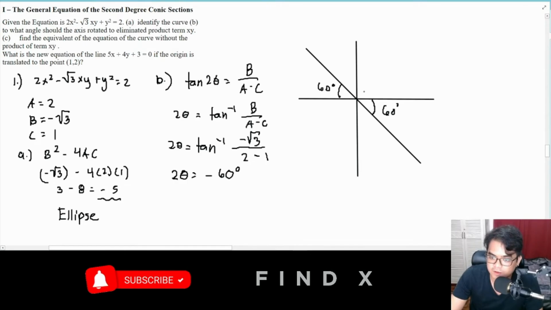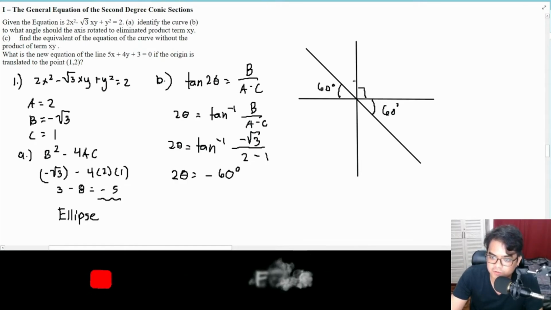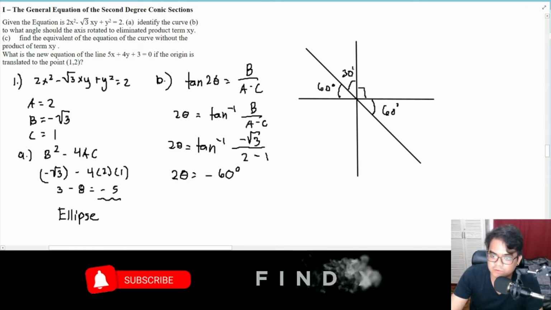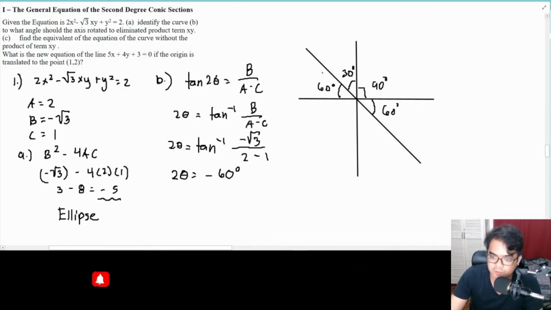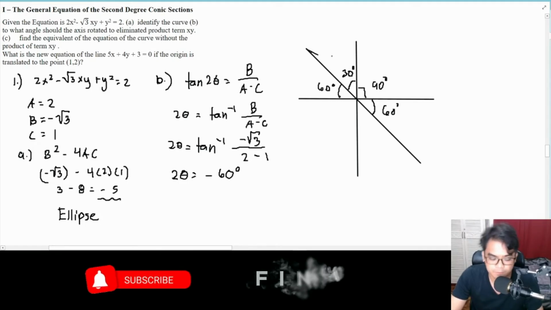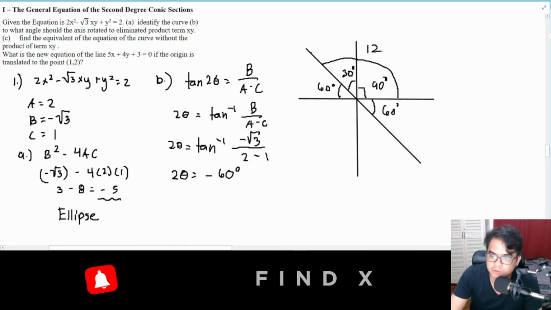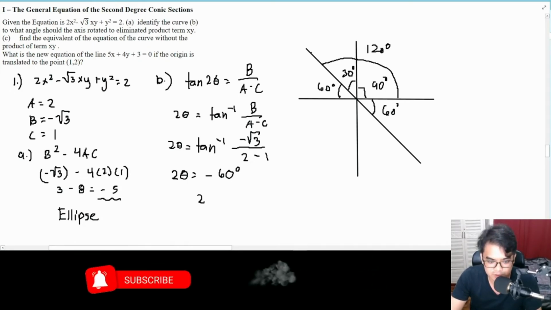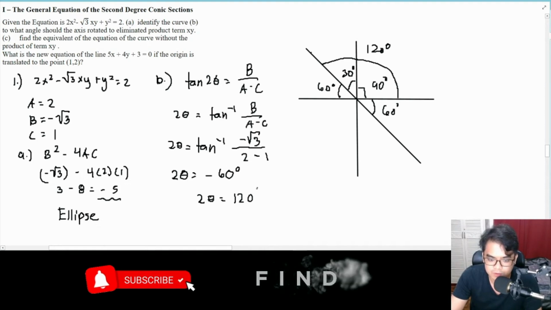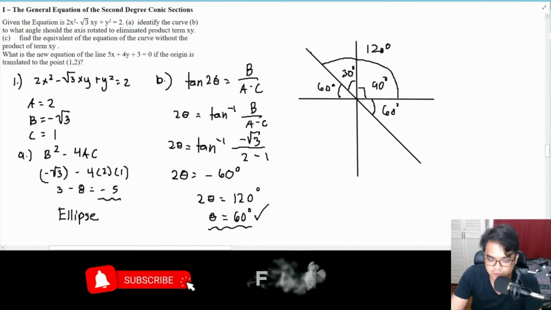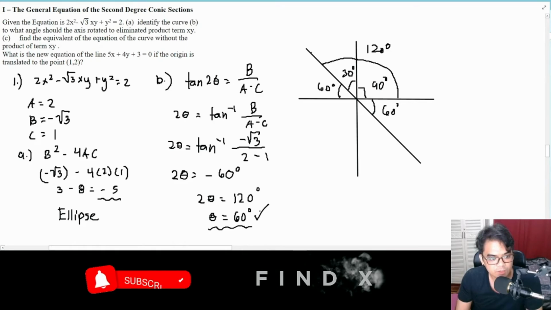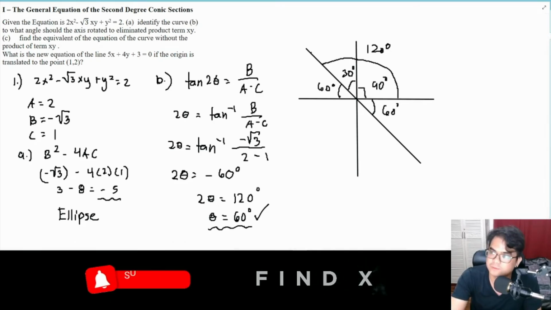Okay, and then of course this is 90. If this is 60, therefore this is 30. Therefore, the mirrored angle of the negative 60 will be this angle, which is 90 plus 30, 120, right? Therefore, we can also say that 2 theta will be equal to 120 degrees, and then theta now will be equal to 60 degrees. So this is the answer: the angle of rotation will be 60 degrees.